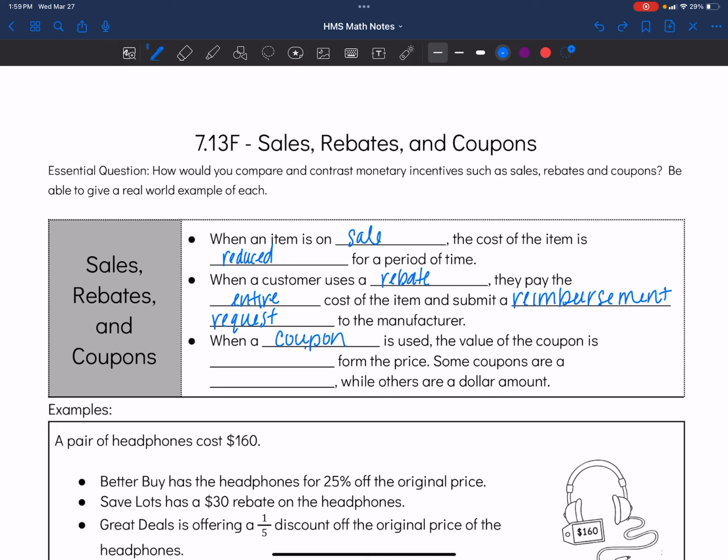Lastly, coupons. The value of the coupon is deducted from the price. You most often see it as a percentage, like 10% off, 30% off. Or sometimes it is a dollar amount, like $5 off your next purchase of whatever.